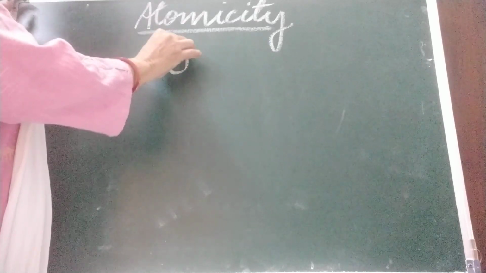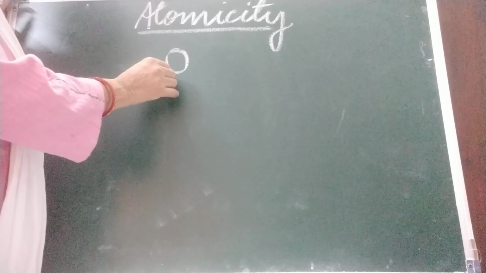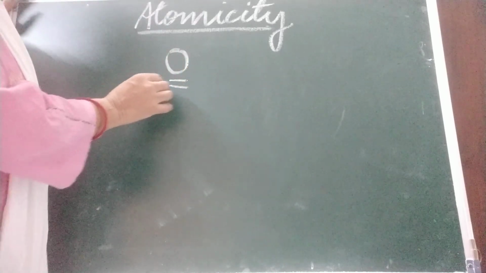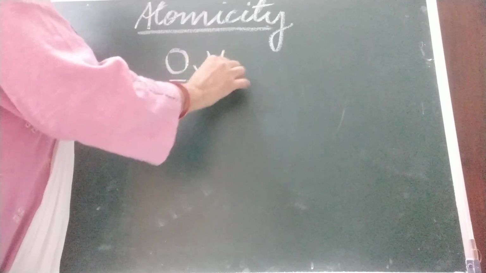Good morning, children. Today we are going to discuss atomicity. What is atomicity, children? In the last class I told you that atoms may or may not exist independently. If they exist independently, meaning they are alone, single, such atoms are called monoatomic. What do we call them? Monoatomic.